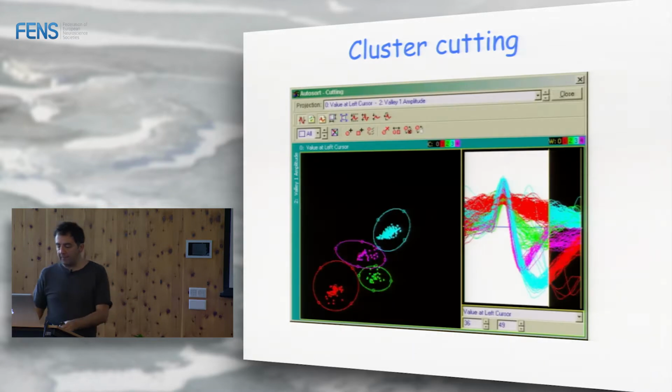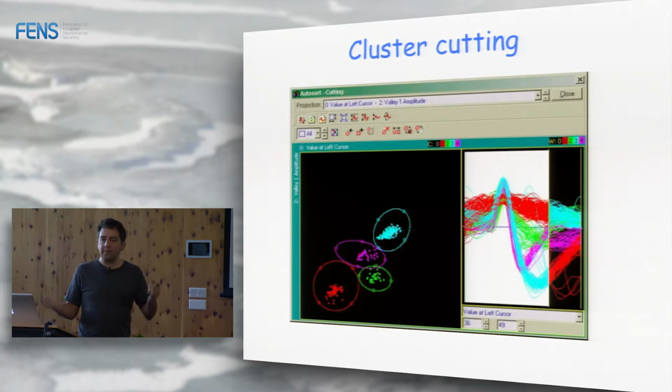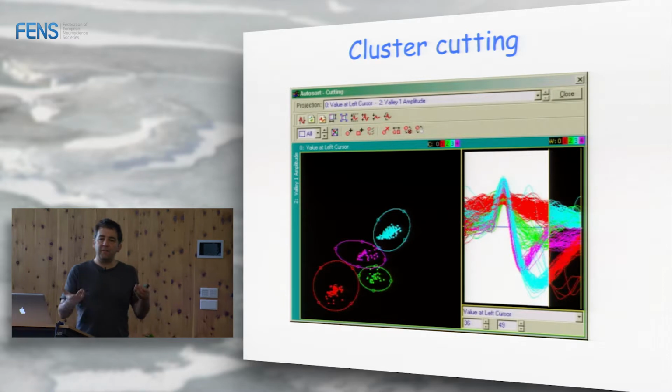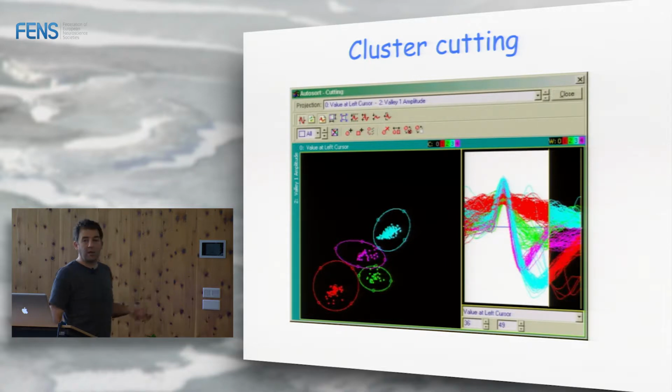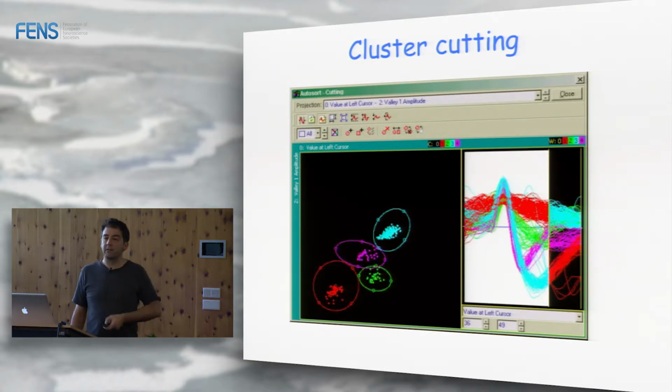Another way to do it is you just say, well, you get the spike shapes, you get some features of the spike shapes. For example, you take principal components and you say, well, let's take the first two principal components and let's plot them against each other, and then you make clusters. So these spikes are all the same, these spikes are all the same, and so on. And then by hand, you may draw an ellipsoid separating the different clusters. But it's the same problem.